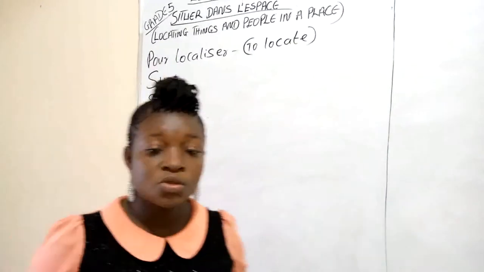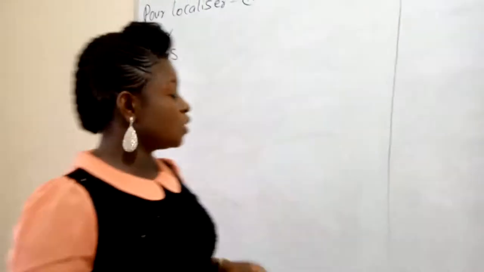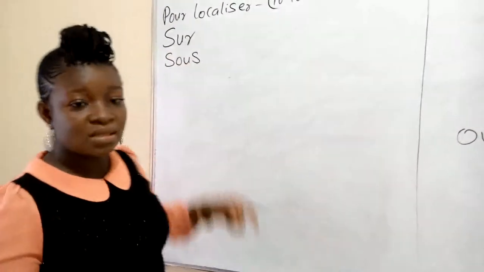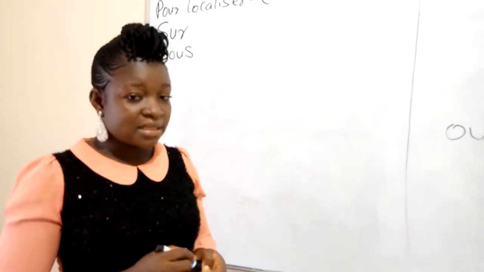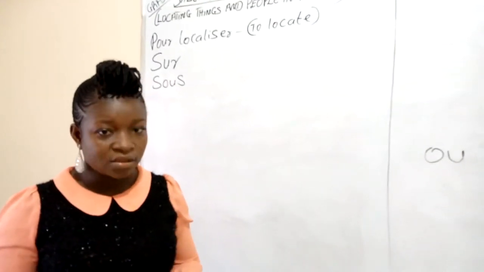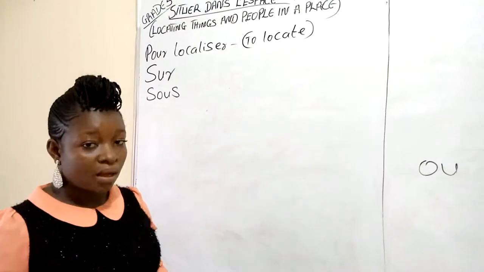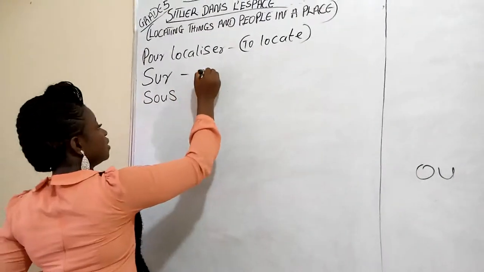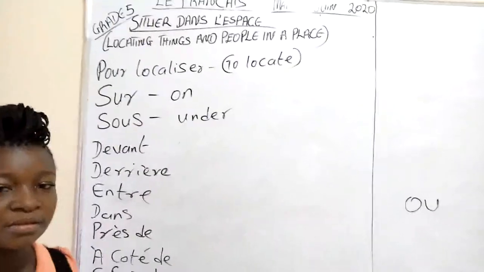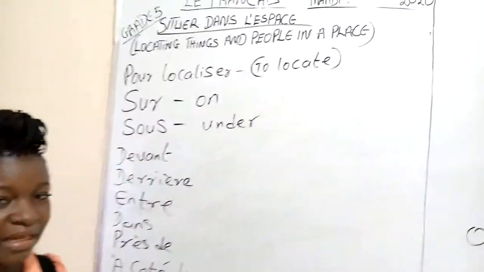The first one is sur. Remember, the U in French is U. So that is sur. The second one is sous. Remember, this is U. So here is sur, and this is sous. Do you understand that? Sur here means on, and sous is under. That is it. So, let's get down to the next one.